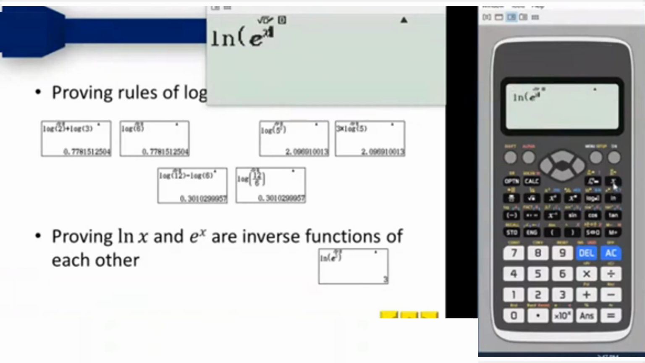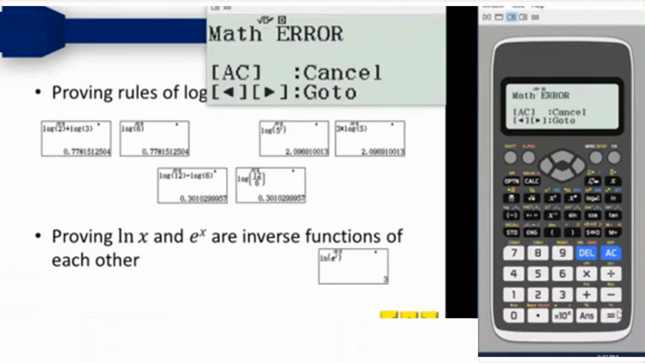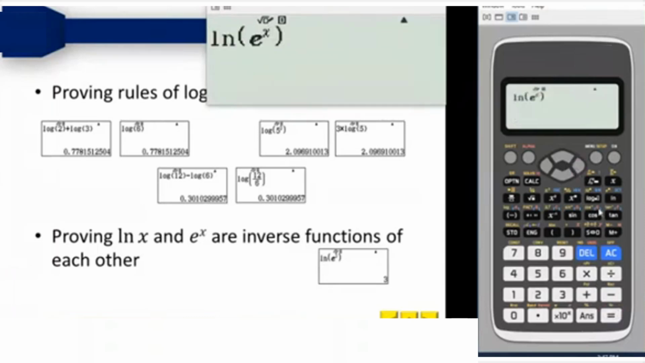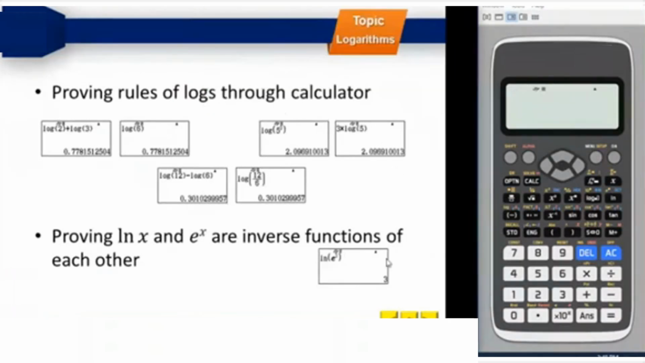Ln of e^x, if there is some stored value of x, it will take that stored value. So if the stored value is 5, then the result will be 5. I hope this is clear. Ln e with any power will give the same result, because ln and e are inverse functions of each other. I hope this is also clear.